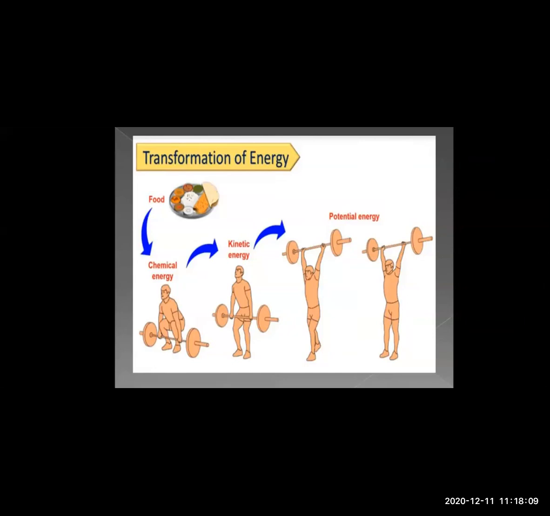To perform the work, what is important? Energy is important. So he is generating the chemical energy, kinetic energy, and potential energy for the work to be done. Okay, this is about the transformation of energy.